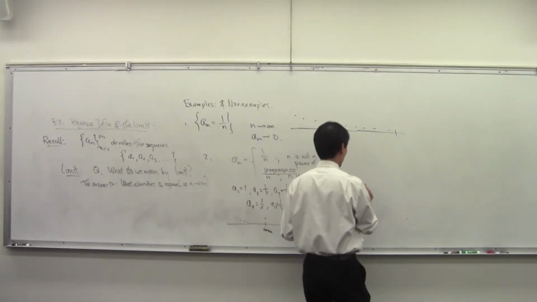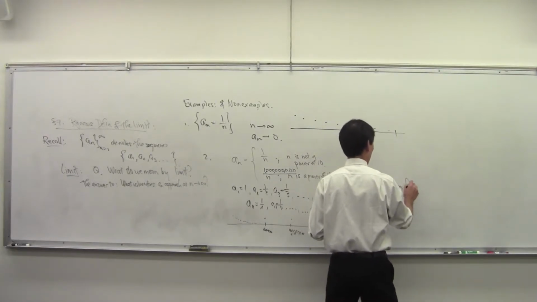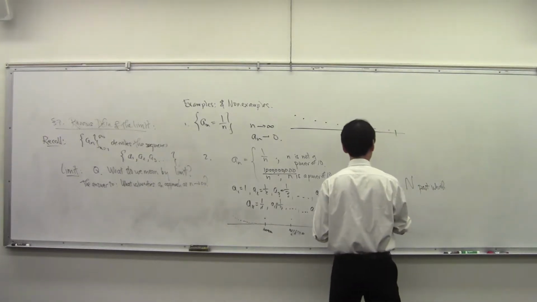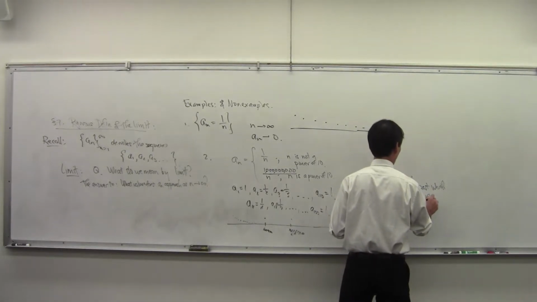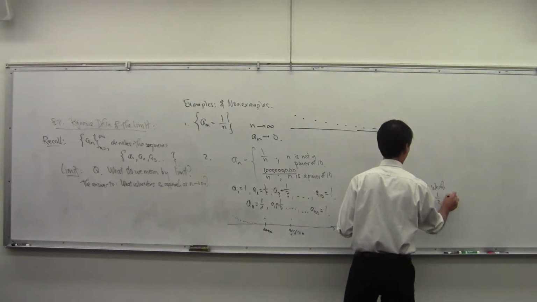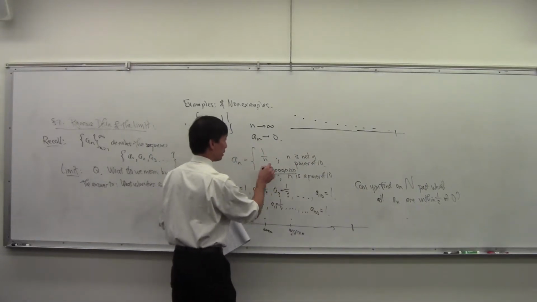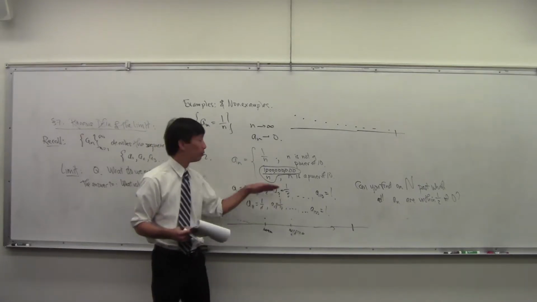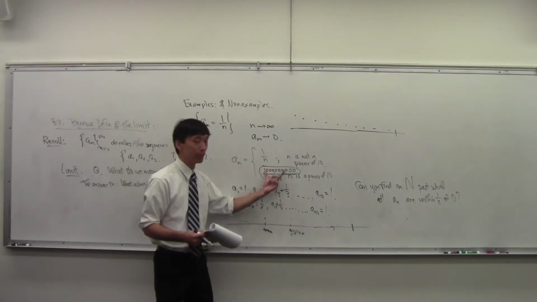Can you find an n past which all the a sub n's are within a half of 0? If it's this guy, so it's the normal 1 over n guy, but at every power of 10, you jump up to a billion over n.